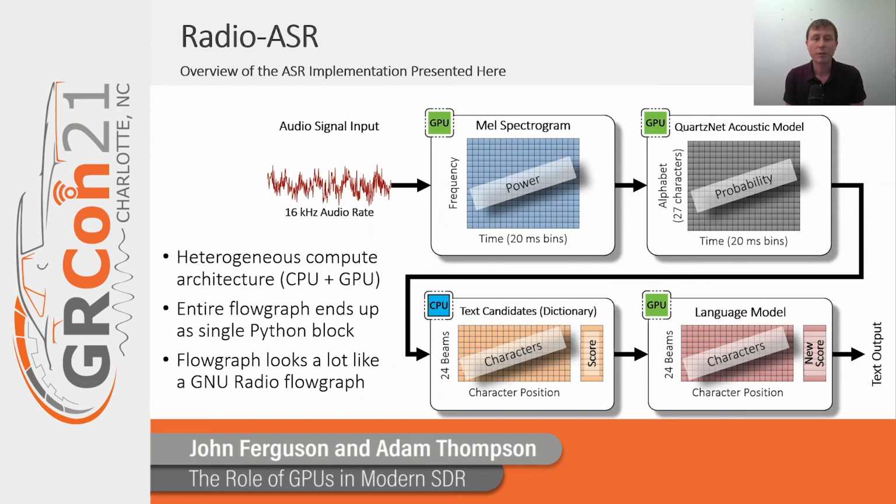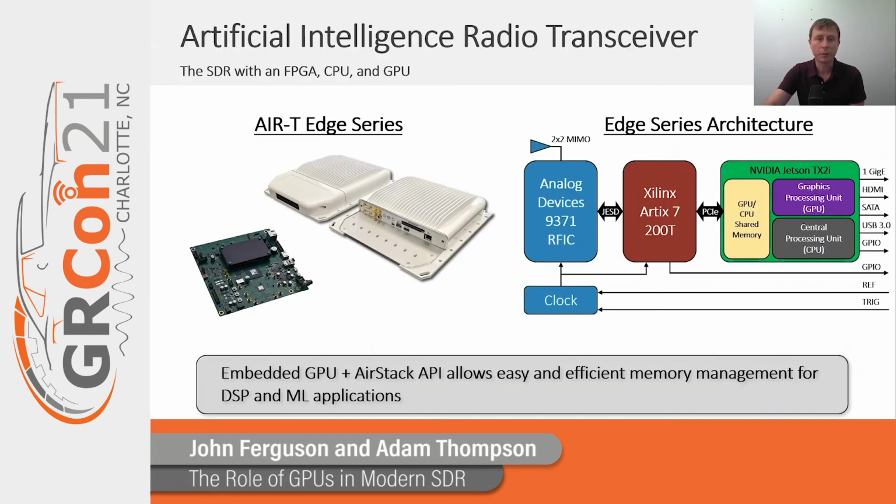The entire flow ends up being a single Python block, as I mentioned before, in GNU Radio. We end up having to build that as standalone Python code and then call that from GNU Radio. But if you look at it, it really looks a lot like a GNU Radio flow graph. So in an ideal world, we could make each of these independent GNU Radio blocks and be able to move memory between them, which is hopefully something that we should be able to do in a future version of GNU Radio. Fingers crossed.